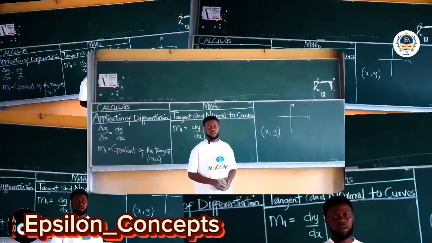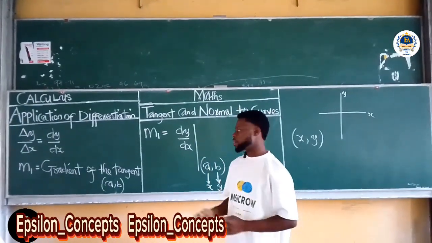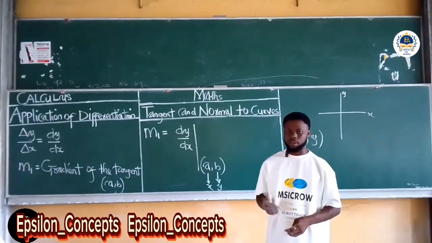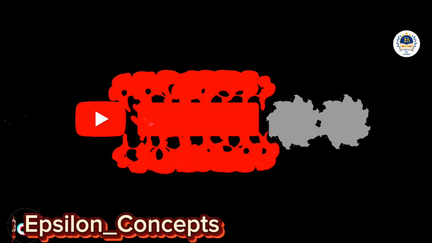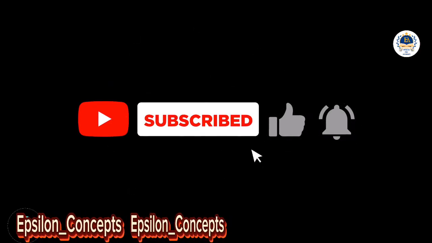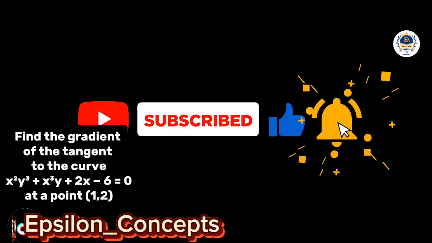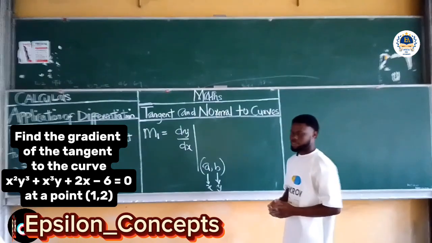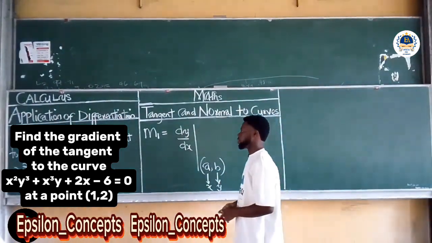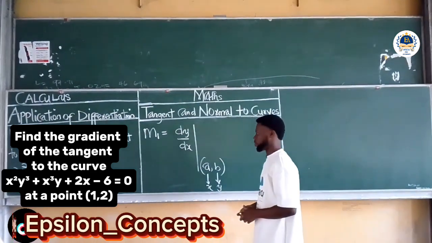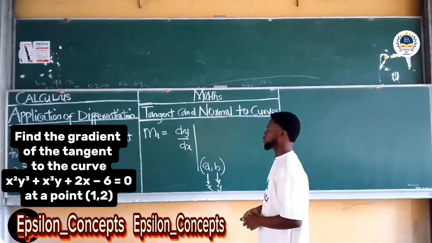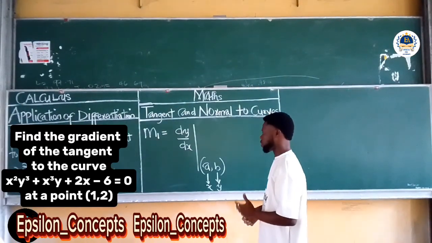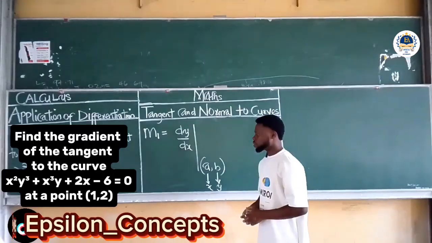So we are going to consider a few examples under gradient of a tangent before stepping into normal of a tangent. Let's consider the first example on the board. The question is, find the tangent to the curve x squared y cubed plus y x cubed plus 2x minus 6 is equal to 0 at the point (1, 2).